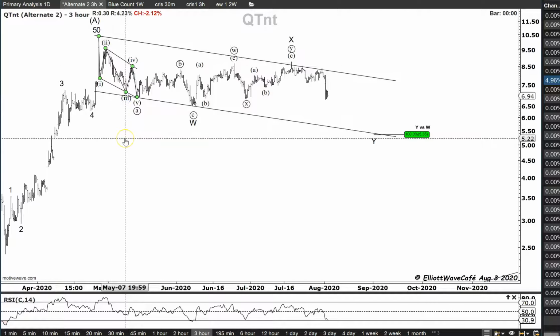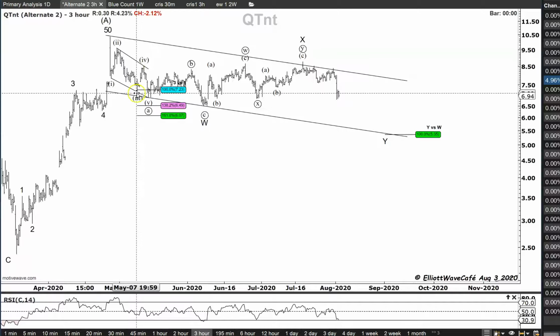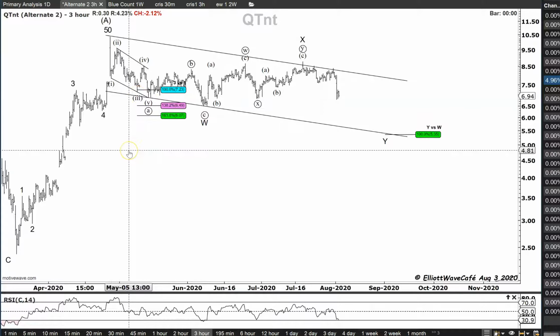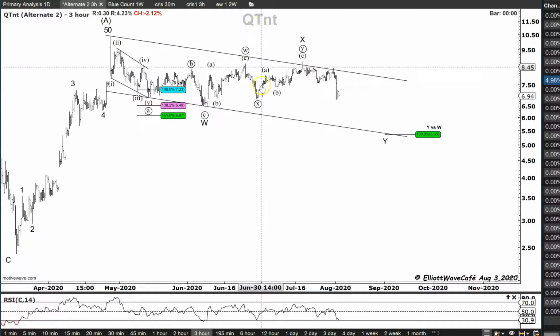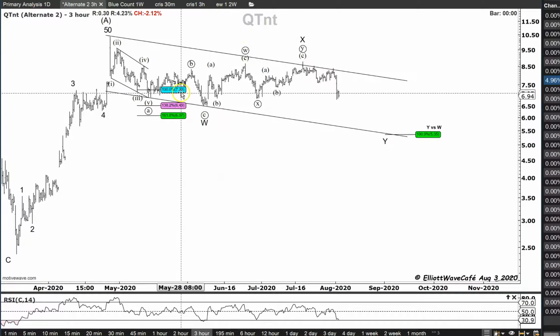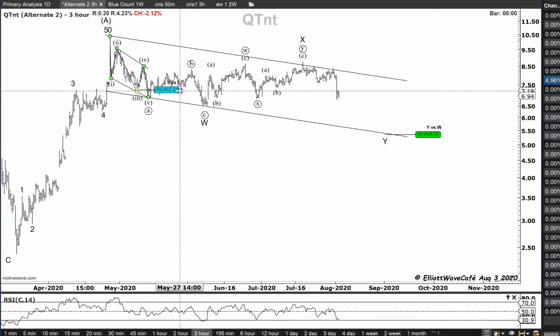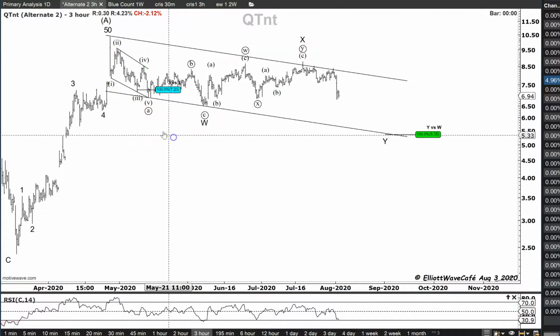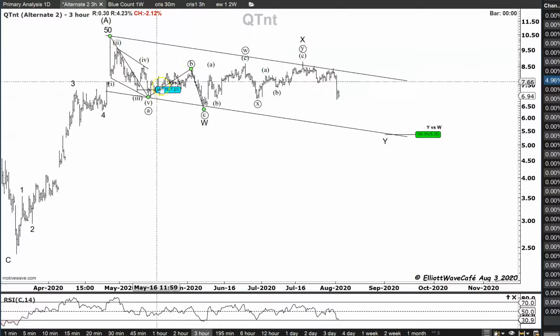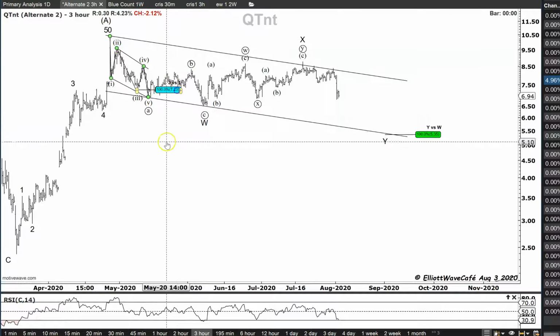Now, I have a small issue here on the alt 3 because this wave 3 goes just a tiny little bit beyond 100%. But since it's QTNT, it's a low volume stock, I'm going to give it. I'm not going to argue with it because I like how it looks as a leading diagonal, so I'm good there. 1, 2, 3, 4, and 5 for an A. You go up in B. This is some kind of a complex correction. You can see, let me just remove this.